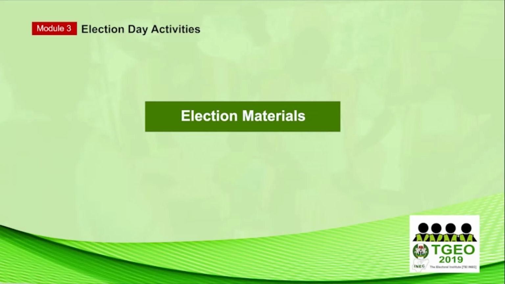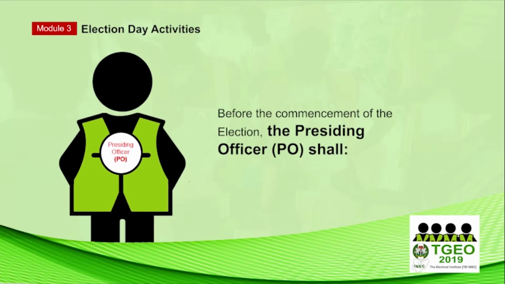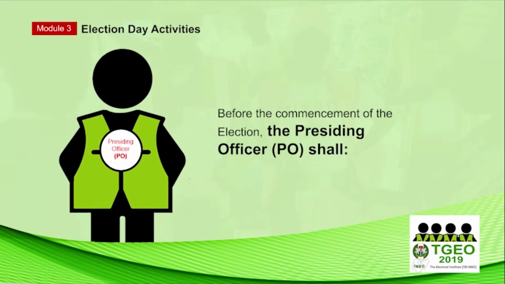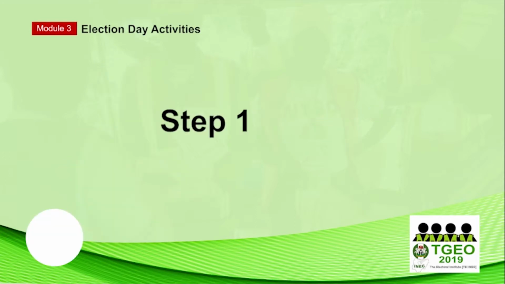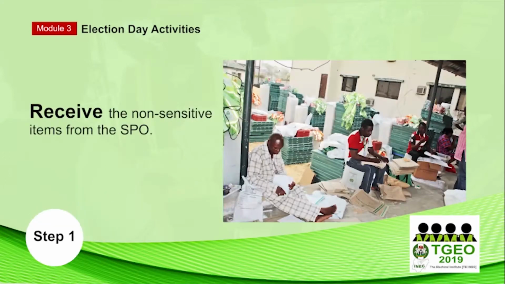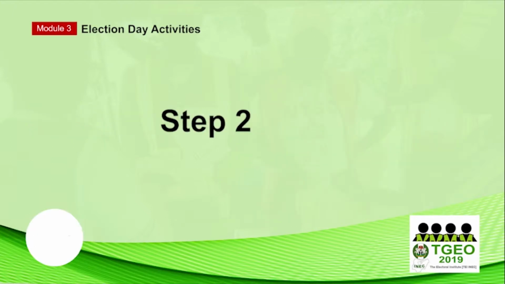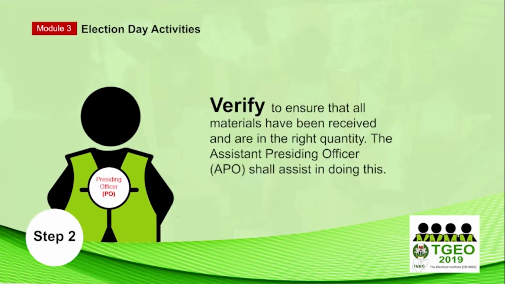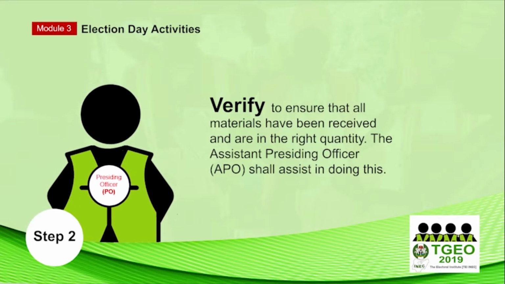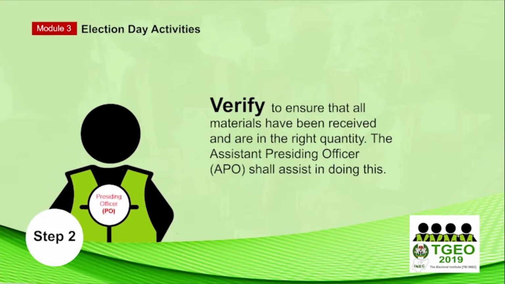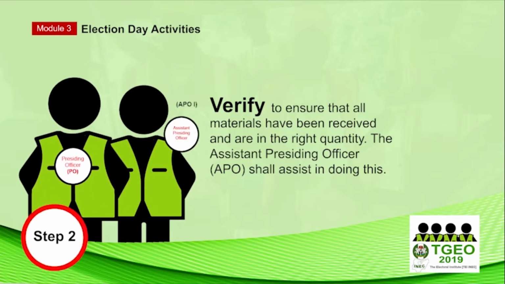Election Materials. Receiving non-sensitive election materials. Before the commencement of the election, the Presiding Officer (PO) shall: Step 1. Receive the non-sensitive items from the SPO. Step 2. Verify to ensure that all materials have been received and are in right quantity. The Assistant Presiding Officer (APO) shall assist in doing this.